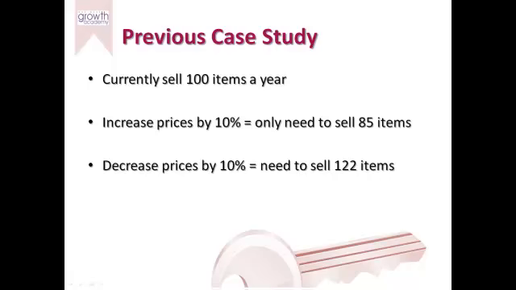However, if we decreased our prices by 10%, we needed to sell 122 items, not 100 items, meaning that we're busier, we're using more resources, we're running around like a headless chicken, and we're not making as much profit as we want to. So the difference of just 10% up or 10% down has a huge impact on your profitability. So that's the story so far. We've seen that pricing is hugely important. It might not be that you just need to grow your sales. It might be that you need to adjust your prices and you can achieve the profitability you'd like to achieve.